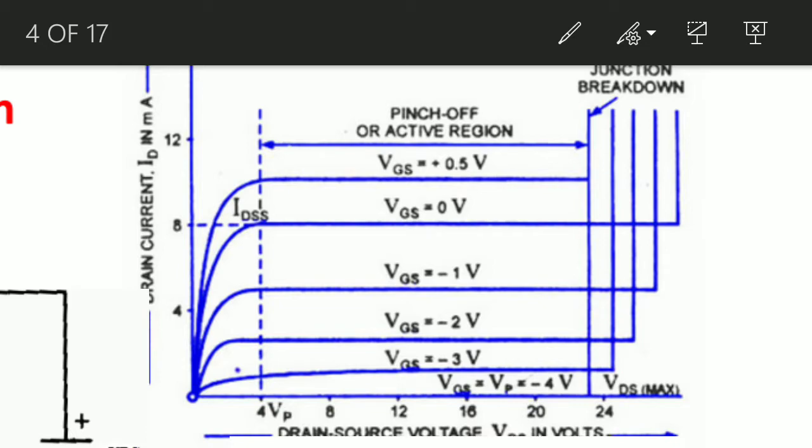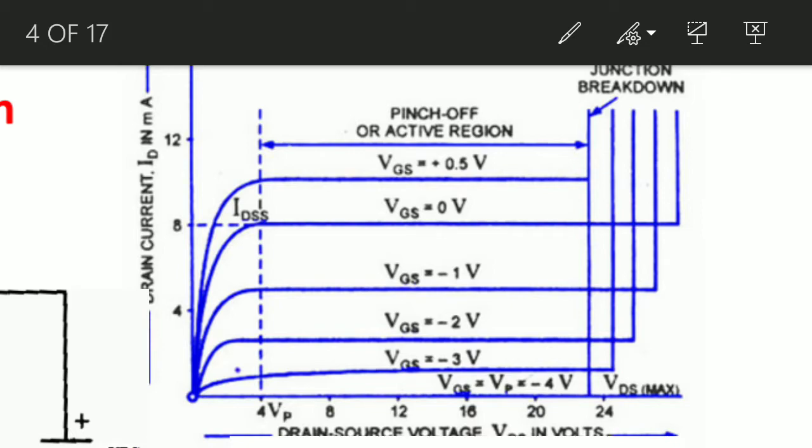But note that as VDS increases, the voltage drop across the channel also increases. This increase in voltage drop increases the reverse bias on the gate source junction. So there is a change in the gate source junction, which causes the depletion region to penetrate into the channel, reducing the channel width. That is very important. This reduction in channel width provides more opposition to the increase of drain current ID. Thus the rate of increase of ID with respect to the drain source voltage VDS is now reduced.